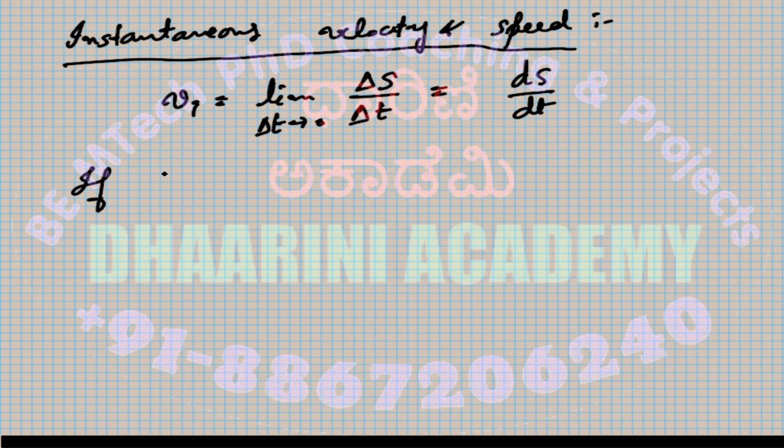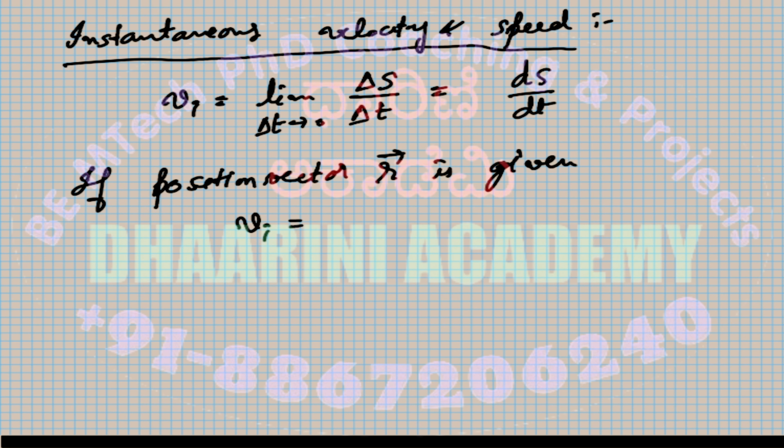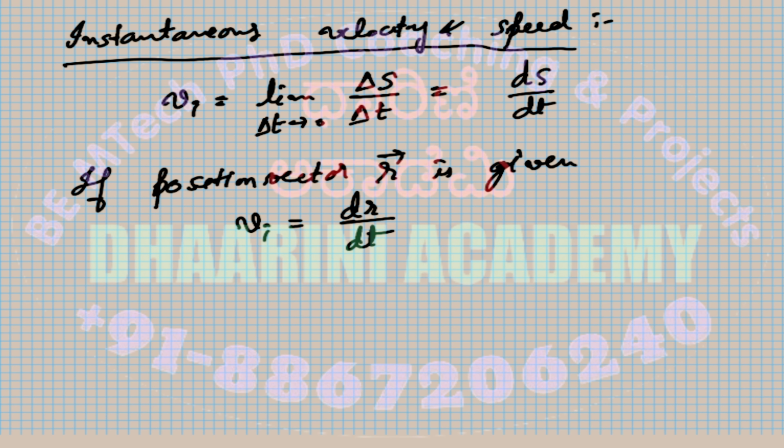So if the position vector, say vector r, is given, then also we can calculate vi. That is simply equal to dr by dt. Differentiate that with respect to time. So both the instantaneous velocity and speed come to be the same value. That's why we keep only one equation with us. Either ds by dt or dr by dt we can apply.